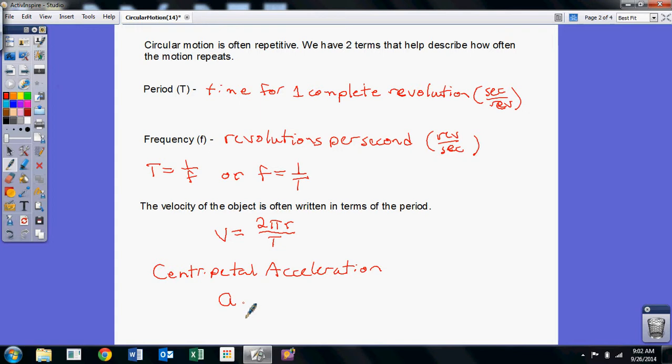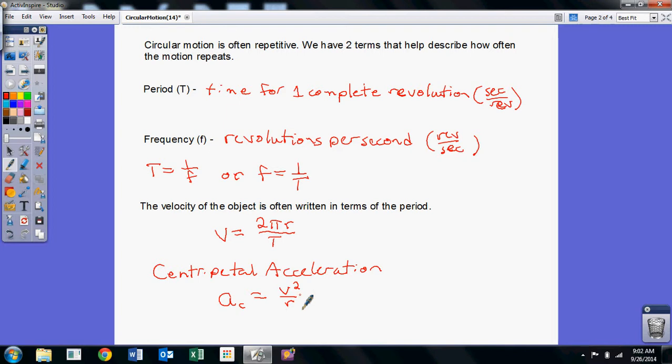So we use small a for acceleration. We often put a little c under there for centripetal acceleration. And trust me, I know there's a derivation in your book, that is equal to v squared over r. So that's a helpful thing.